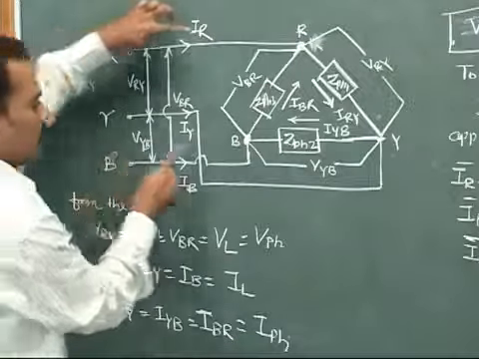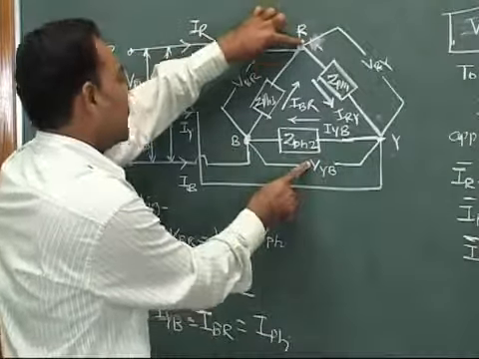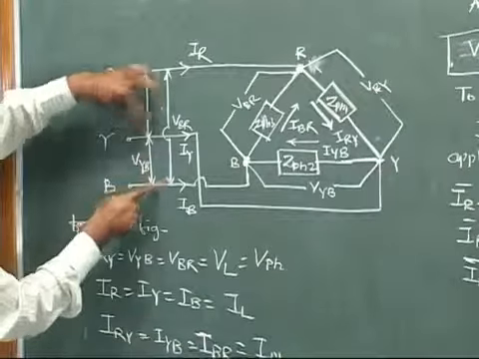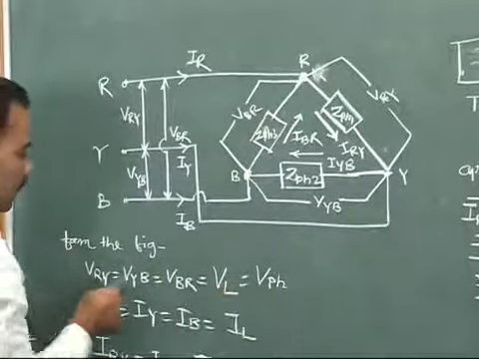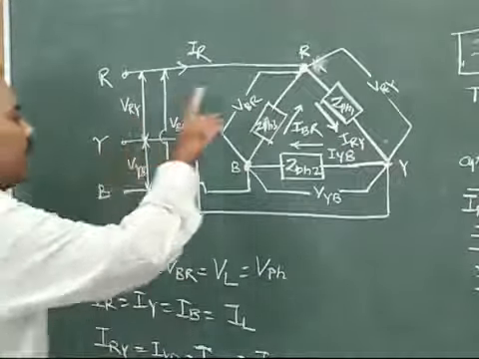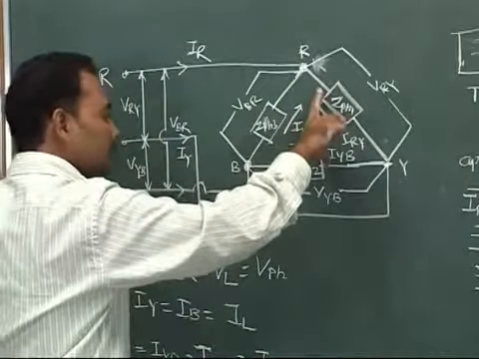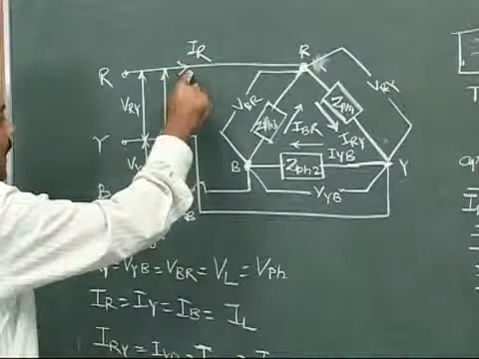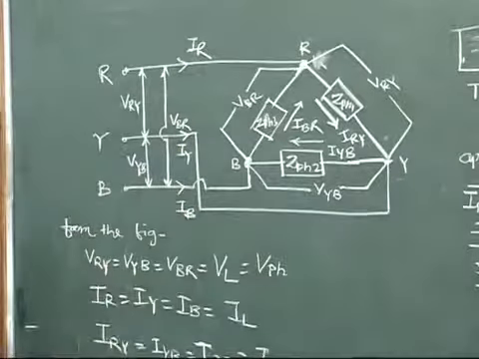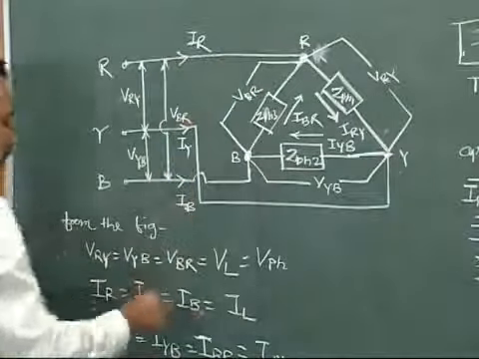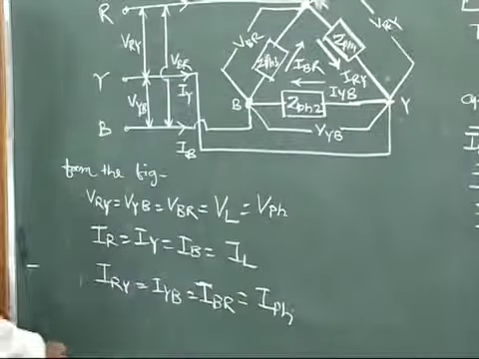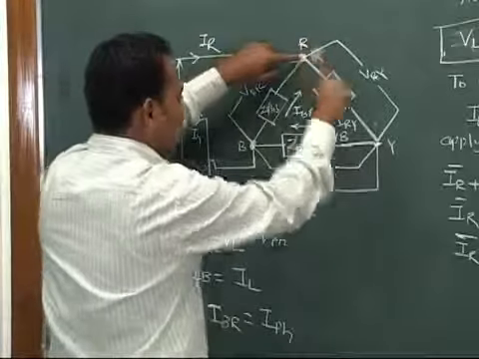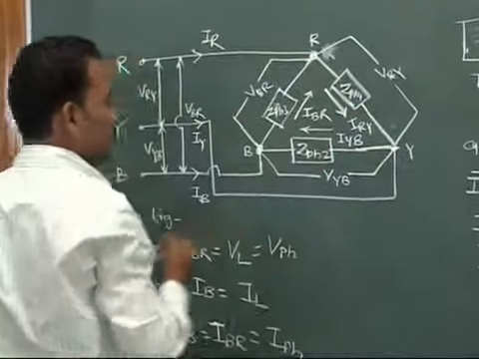RYB is the supply which is connected to this delta-connected balanced load. From this figure, VRY, VYB and VBR are nothing but the line voltages which are supplied to the balanced load connected in the delta configuration. Similarly, IR, IY and IB are the currents flowing in the line. That's what is called the line current. Similarly, the current flowing in the impedances 1, 2 and 3 is called the phase current.